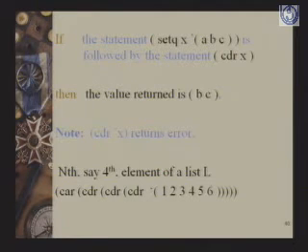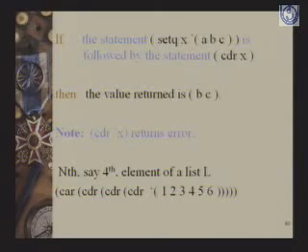Friends, car and cdr can be used to retrieve not just the first element as it is done by car. We know that the car function is used to return the first element. The first element may be a number, maybe a symbol, maybe a list. However, in many applications we may not be interested in the first element. We may be interested in the nth element, say the 4th element.